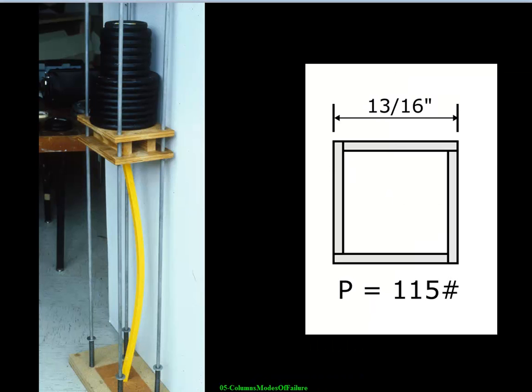We can do a square cross section. It's not a huge or dramatic improvement. It's from 95 to 115. And if we had been able to go to a circular version, we'd have probably gotten up to 120 or maybe 125. But square in this case is very close to optimal.